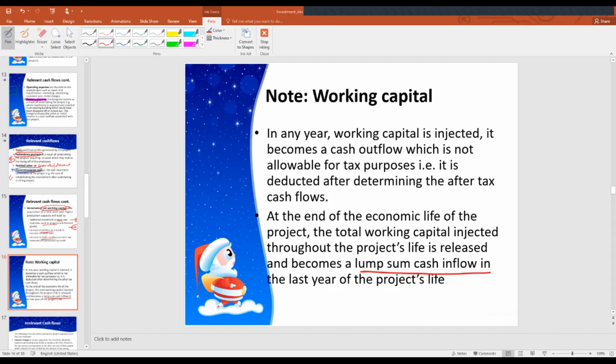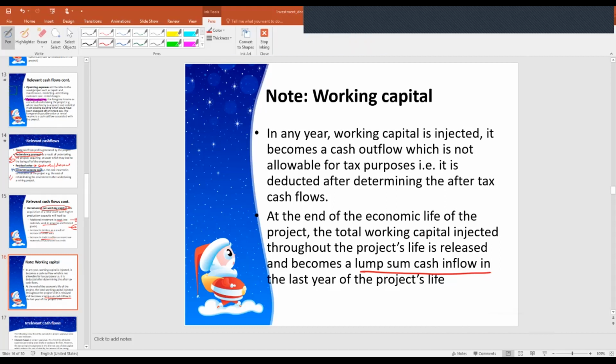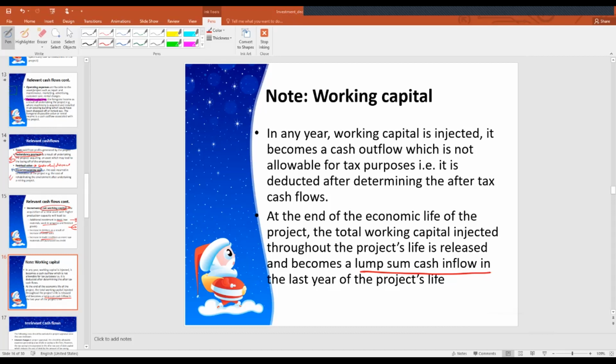Nafisa, is it clear? Yes, sir. Okay. So be very careful with working capital, because that's where you may make mistakes. At the end of the life of the investment, you're going to be recovering the working capital. So if you did invest 1 million in year 2020, then in year 2030, the end of the life of the investment, we need to recover that working capital.